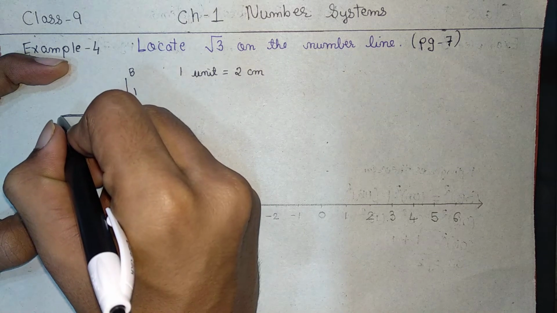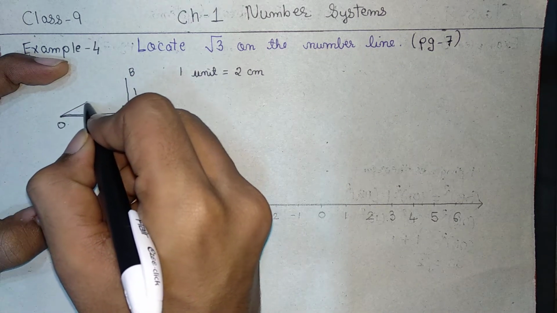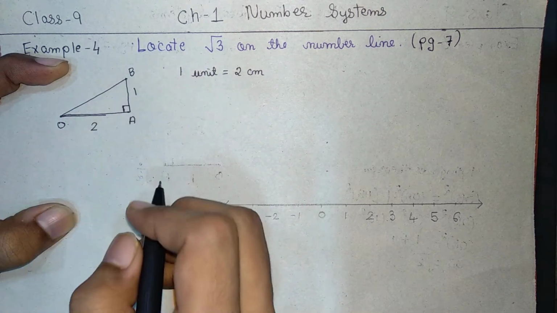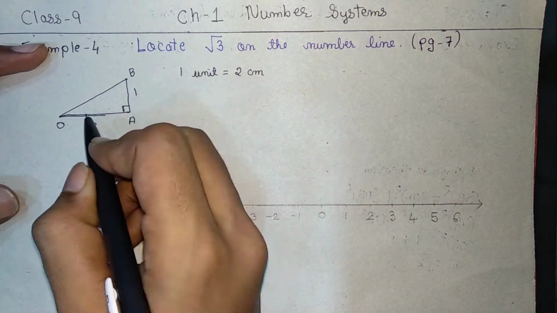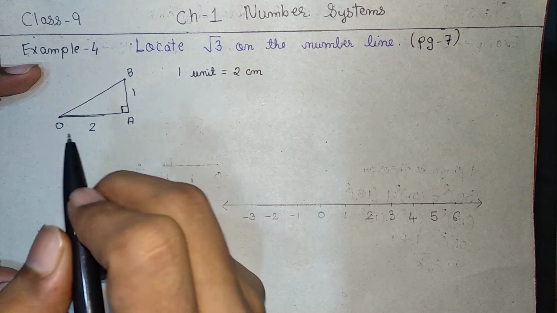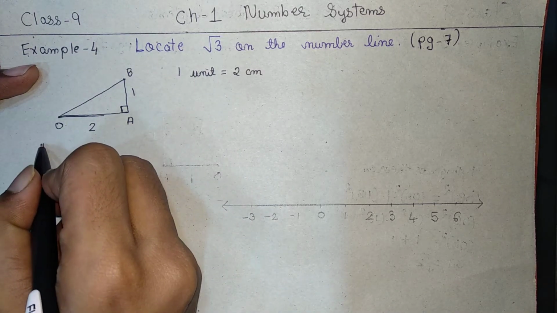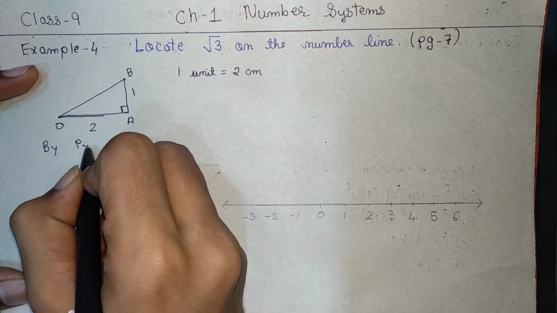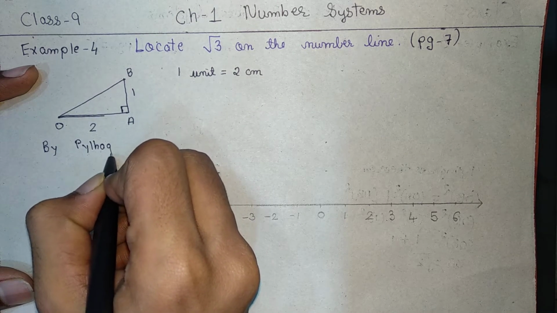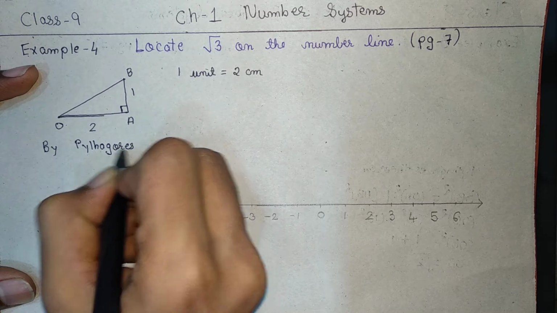Now let us draw this line. What we are going to use is that this OB will be our root 3. But how can you find out OB? We can find it by Pythagoras theorem. What is Pythagoras theorem?